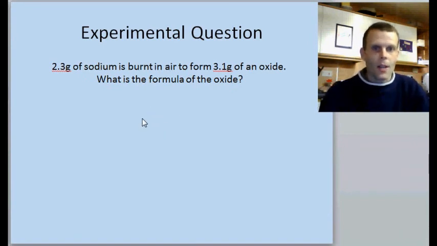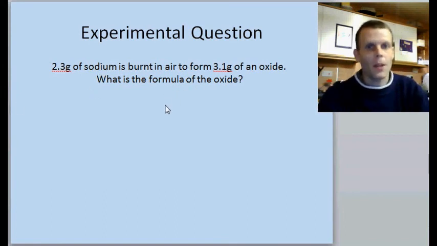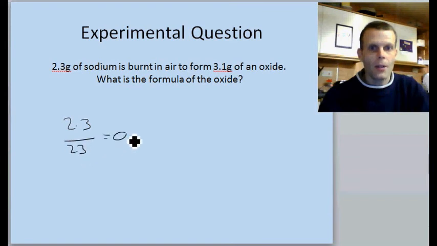Right, another variation of the same thing. We're given the information that's going to tell us the amounts of the atoms in the final compound, and we have to work out the formula. So I've got 2.3 grams of sodium. Again, being lazy, not looking up the proper atomic masses. There we go. It makes 3.1 grams of an oxide.